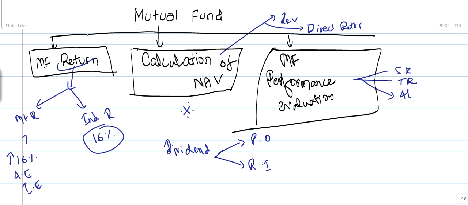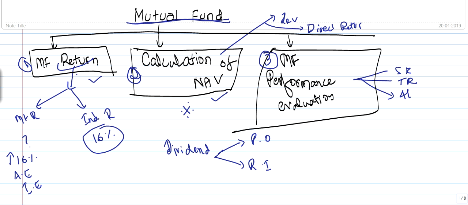New syllabus or old syllabus, Strategic Financial Management Paper 2, Group 1, concept topic number 1 with regard to mutual fund is MF return. In mutual fund we will see practical problems with regard to mutual fund return, calculation of NAV, and the mutual fund performance evaluation.